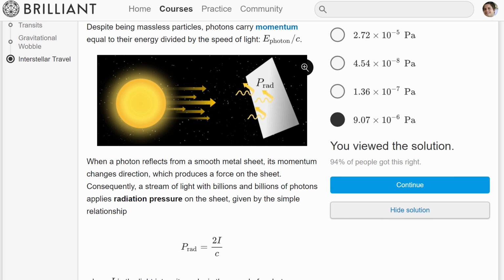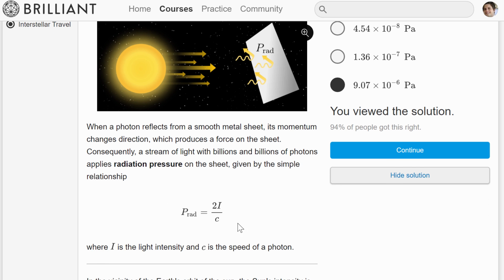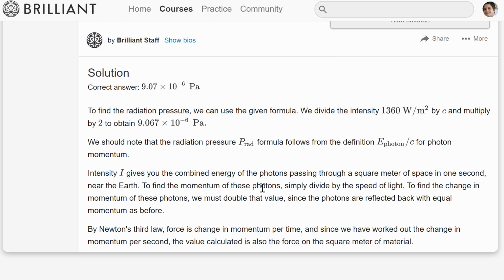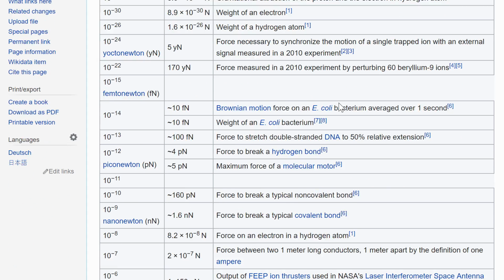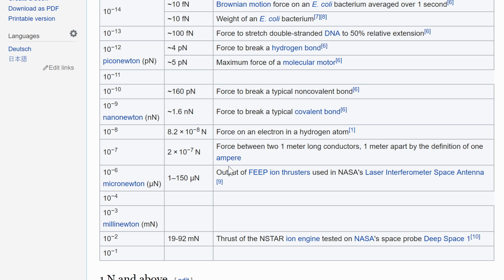And if you were to convert this into Newtons, and by the way, this is the formula we're using here, and here is the solution for this kind of problem. If we convert this to Newtons, it would be approximately 9 times 10 to the power of minus 6 Newtons. Now, if you go back to the website previously known as Order of Magnitude, also from Wikipedia, you can find out that this amount of force is very, very little. It's almost imperceptible. We would need at least 10,000 times more power to make it equivalent to an ion engine, which is already not very powerful.